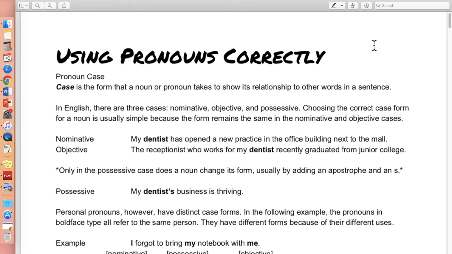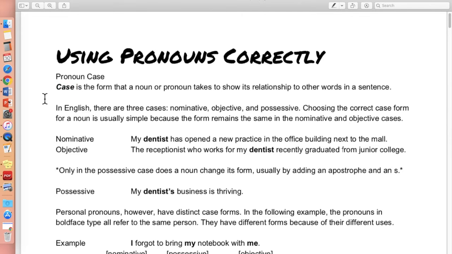All right, let's go over this pronouns worksheet. Well, we'll go over the notes first and then we'll get into the worksheet. So, first we have to talk about different cases in the sentence before we get into the pronouns that are going to be replacing the nouns in these cases.